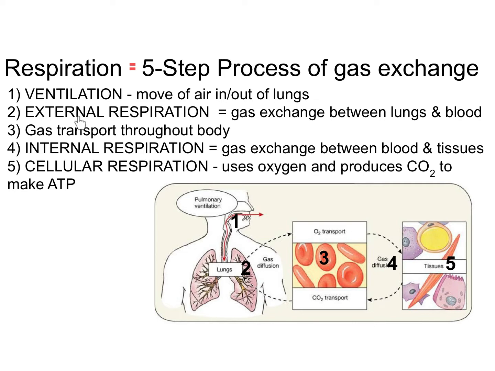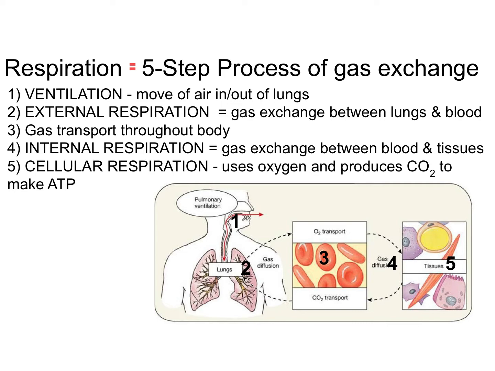Now, external respiration is the gas exchange that happens between your lungs and your blood. So when you breathe in that air from the outside, the gas exchange of bringing oxygen in from your lungs and carbon dioxide out from your blood into your lungs, that's external respiration. And then those gases are in your blood. So gas transport throughout the body is step 3. Step 4 is internal respiration, where those gases are exchanged between your blood and your tissues. So blood drops off oxygen to the tissues and picks up carbon dioxide waste from the tissues.